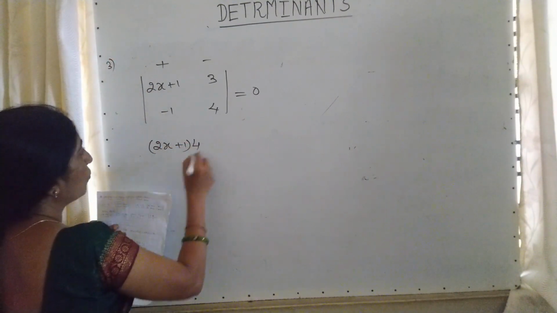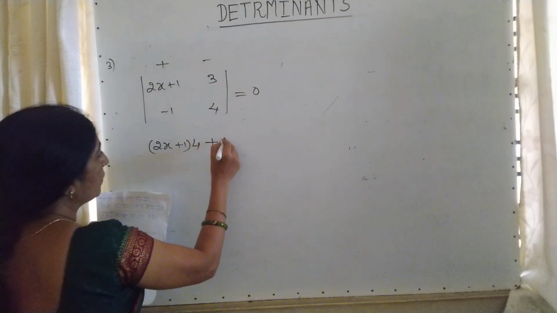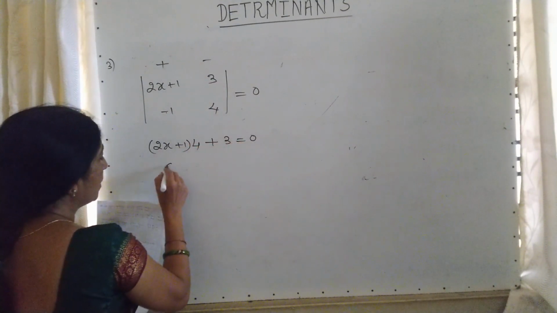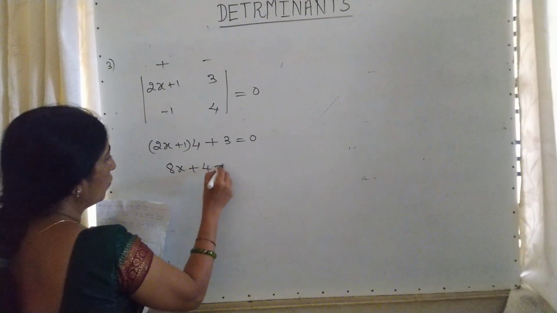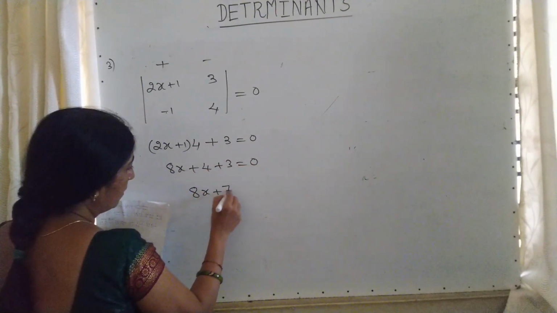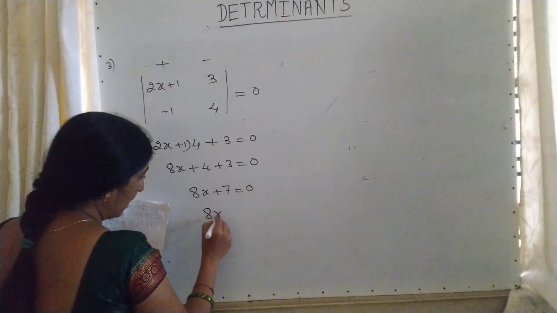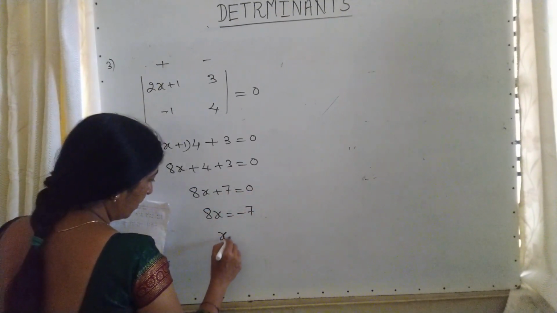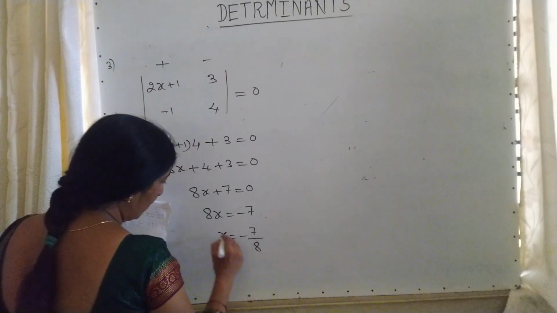2x plus 1 into 4. This minus and this minus becomes plus. So it is 8x plus 4 plus 3 is equal to 0. 8x plus 7 is equal to 0. 8x is equal to minus 7. x is minus 7 by 8.